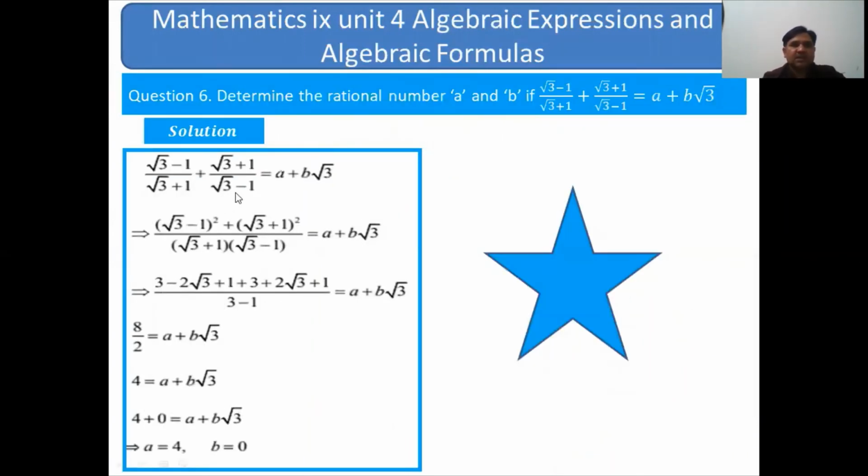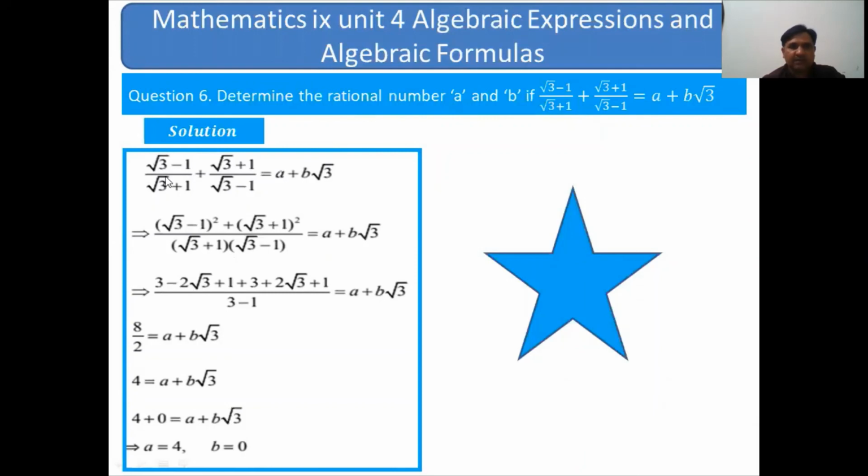Question number 6. Determine the rational numbers a and b if we have square root of 3 minus 1 divided by square root of 3 plus 1, plus square root of 3 plus 1 divided by square root of 3 minus 1, is equal to a plus b square root of 3. So first we take the LCM. So the LCM is this value, so this cancels out with this one, and these questions are all the same. The procedure is the same.